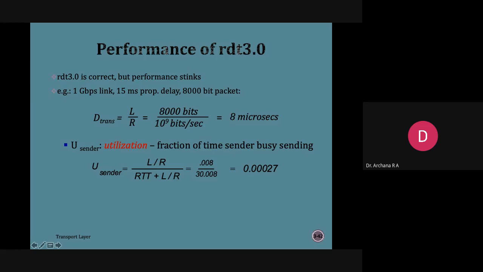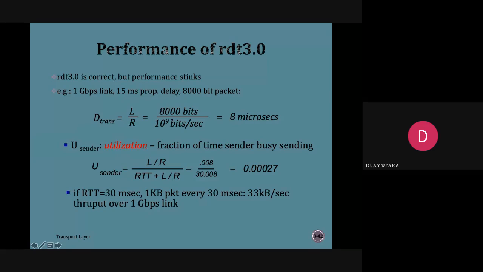Okay, and then the round trip time. The round trip time is already given as 30 milliseconds. And L by R, as usual we know, is 0.008 milliseconds. So if you add 30 plus 0.008 milliseconds, we are going to get 30.008 milliseconds.